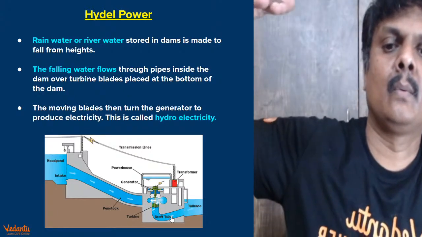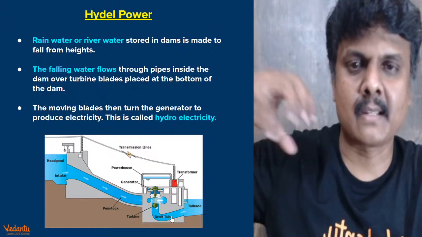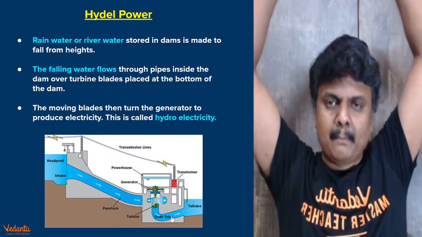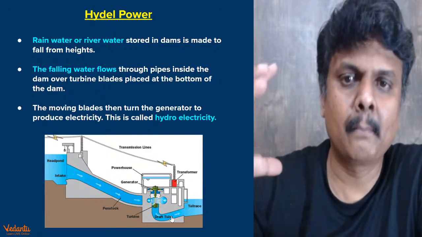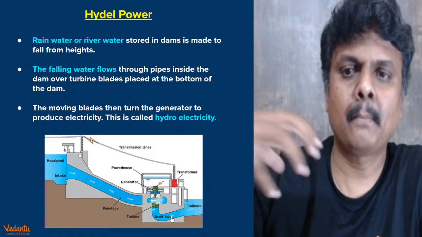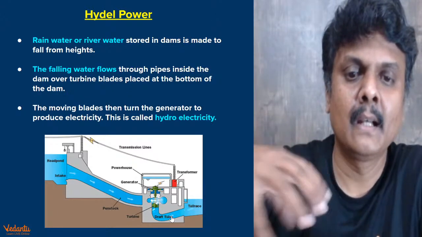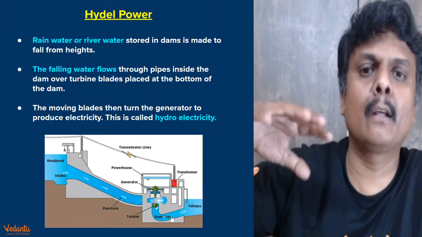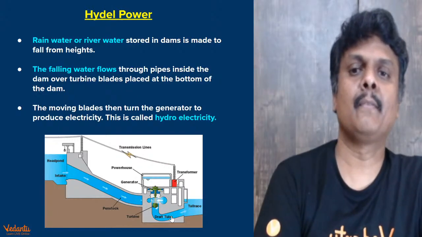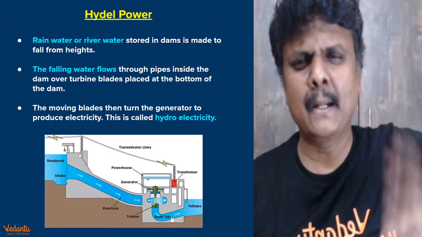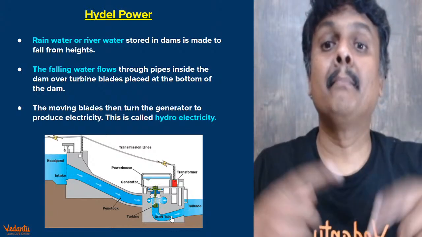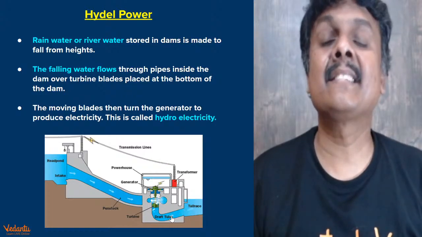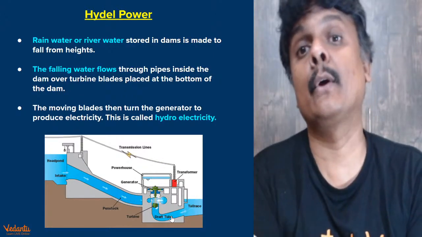So we have water stored in reservoirs like dams. They are pushed to a height and made to fall from there. And there are turbines which move very fast and which are also connected to electromagnets. The falling water flows through the turbines which are placed at the bottom. So water rapidly falls, and that makes the blades turn rapidly, and when they turn, they start producing electricity. This electricity is called hydroelectricity.